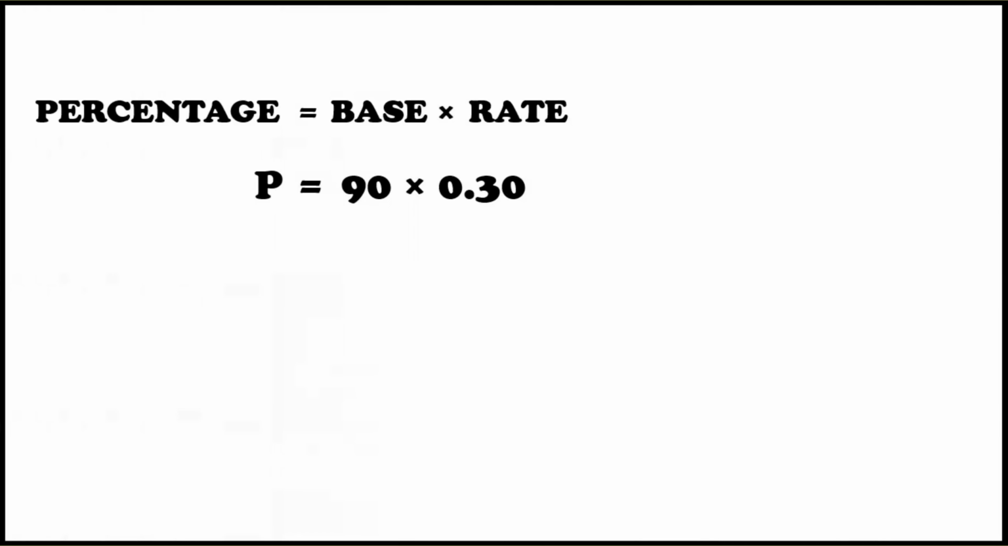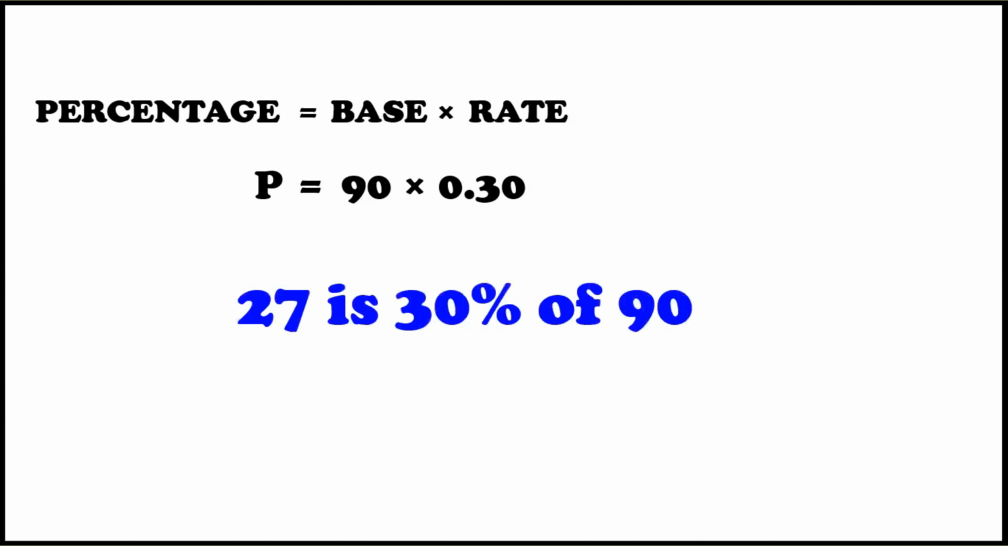So, ayan po, percentage equals base times rate. P is equal to 90 times 0.30. So, therefore, 27 is 30% of 90. So, 27 po ang percentage natin. So, kunin lang natin yung base and rate, multiply natin, makakuha na natin ang percentage.